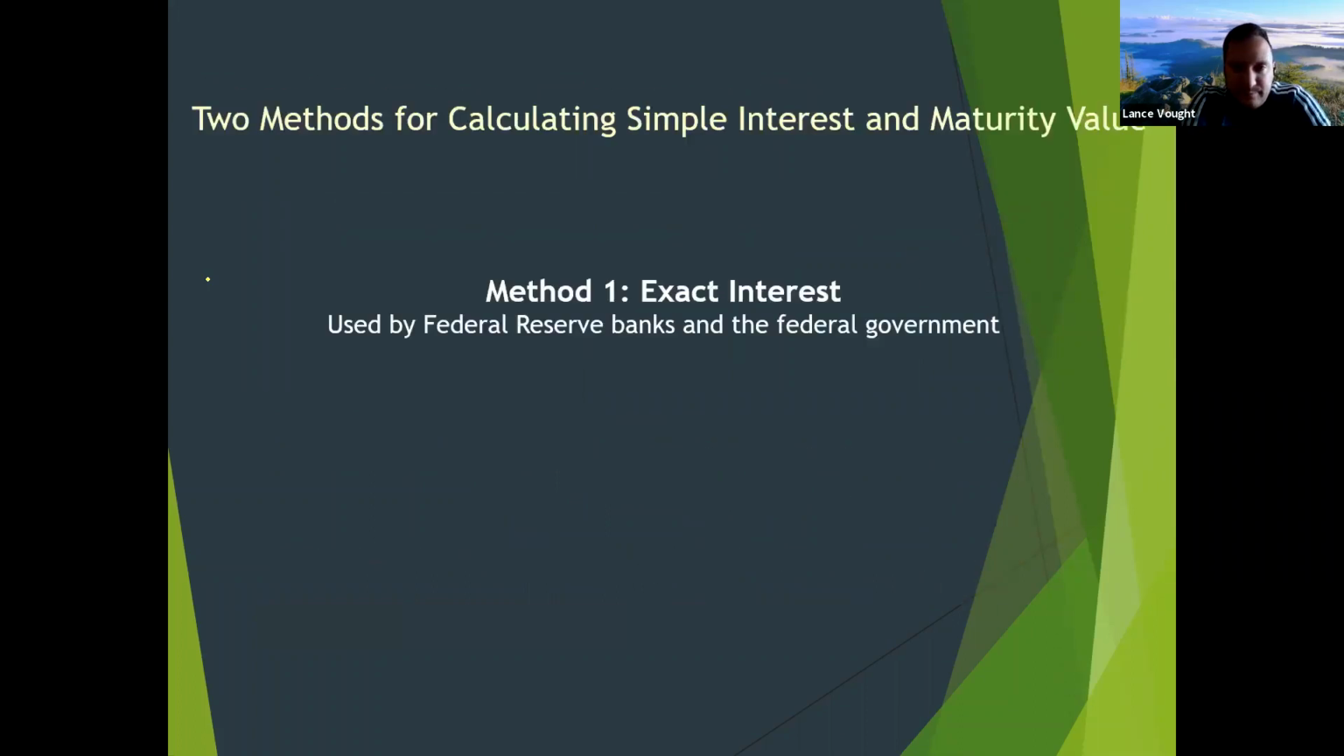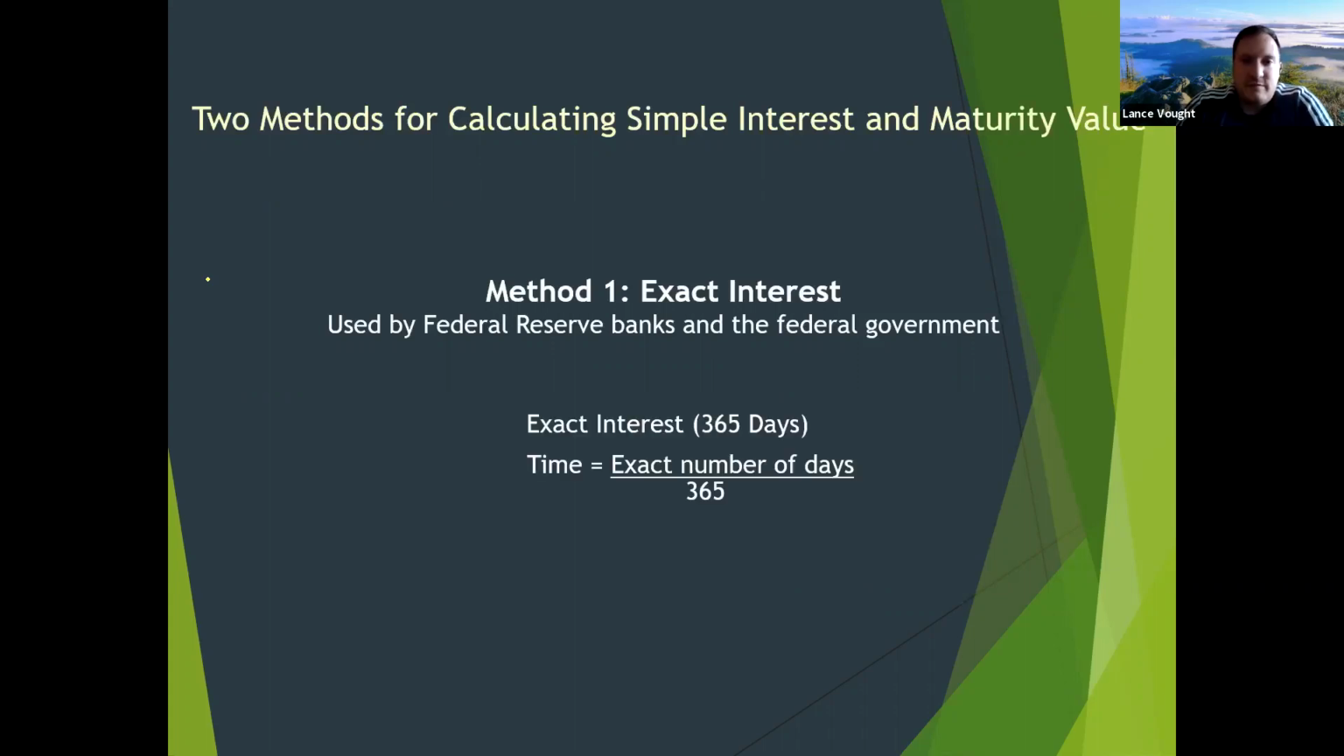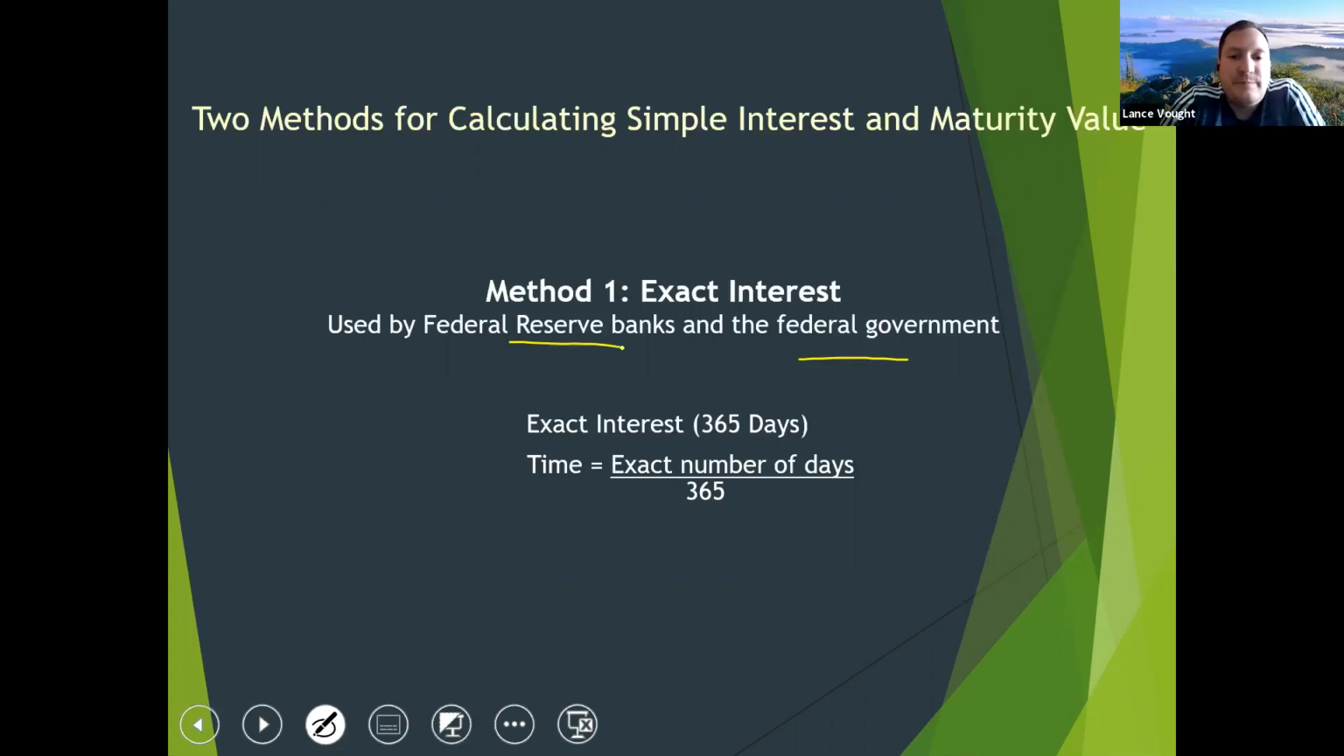So there's two methods for calculating simple interest. One is called exact interest and the other is called ordinary interest. Exact interest is used by the federal government and the Federal Reserve Bank. Instead of taking it as a ratio of the year in months or years, it breaks it down into days.